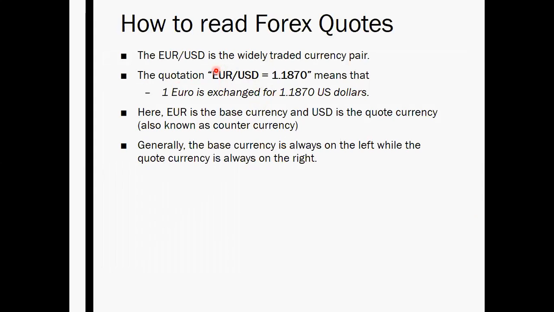I've already explained that the one by your left is the base currency and the one by your right is the quote currency. What that simply means is that when you have Euro USD equals 1.1870, it simply means that 1 euro is exchanged for 1.187 US dollars. So generally, the base currency is always on the left and the quote currency is always on the right.